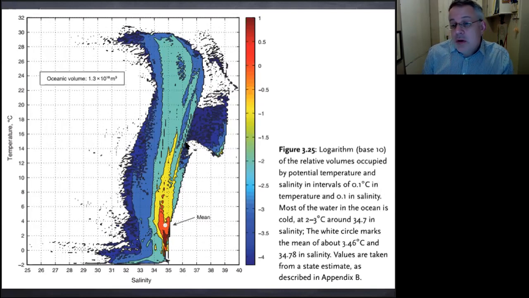And so we will come to associate the different spikes and deviations on this kind of figure as an indication of a particular type of water, a water mass that's formed in a particular place at a particular time. It gives it a characteristic temperature and salinity.